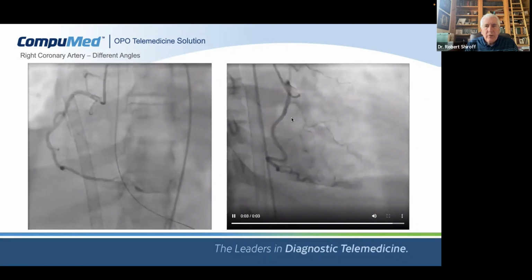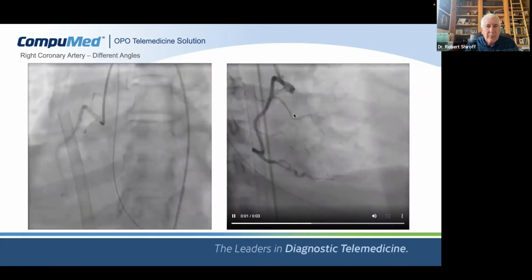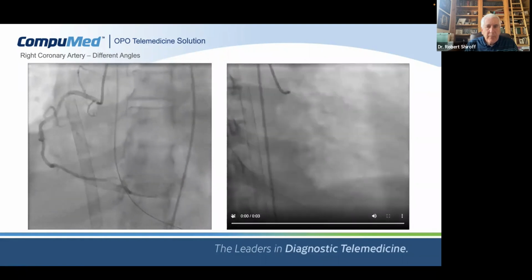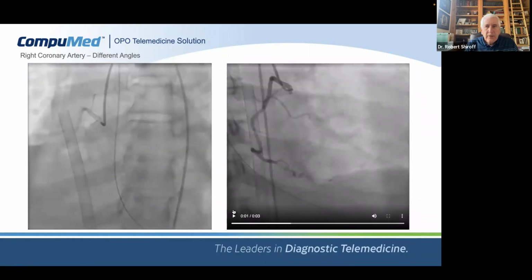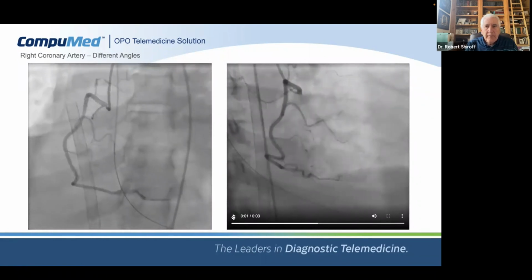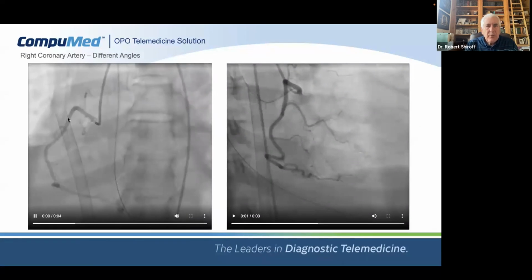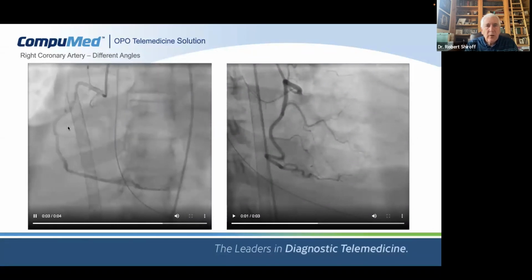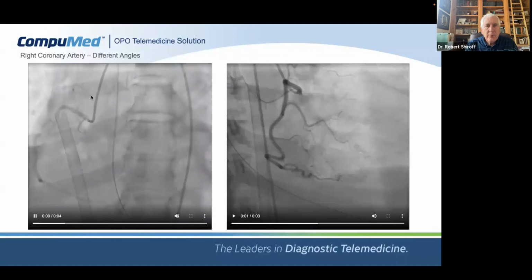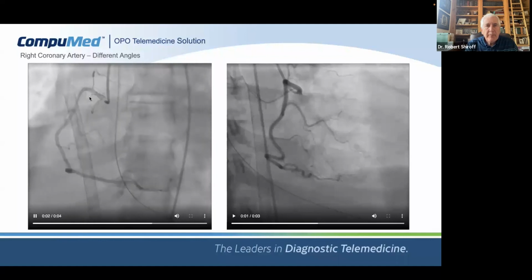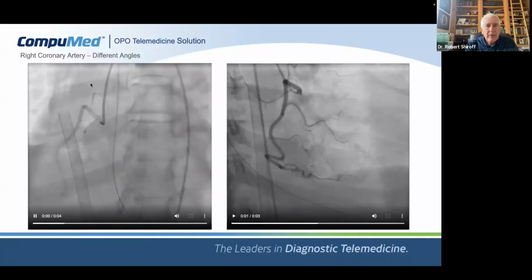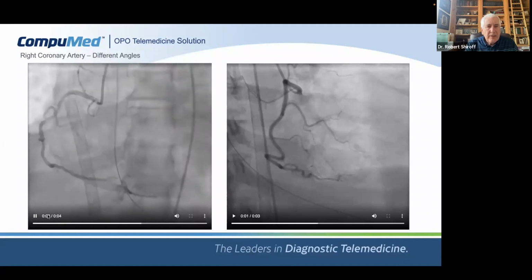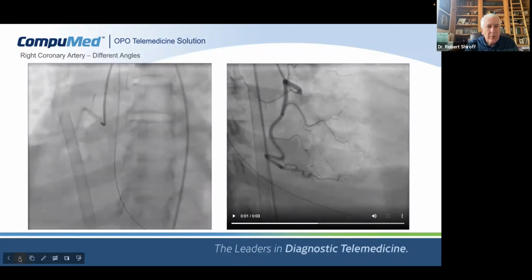You can see these RV marginal branches are much better seen, and you can see the branch points. If I stop it, I'll show you here. You can see branch points if you move it a little bit. Here you cannot see branch points. You cannot tell whether it's normal coming off of that artery or not. And there's one of those atrial branches I was talking about, coming off up here in this view. So at least two views of the right coronary artery should be accomplished in every study.